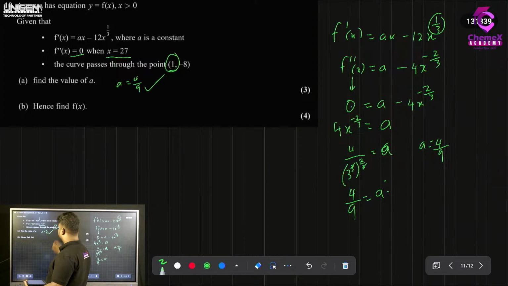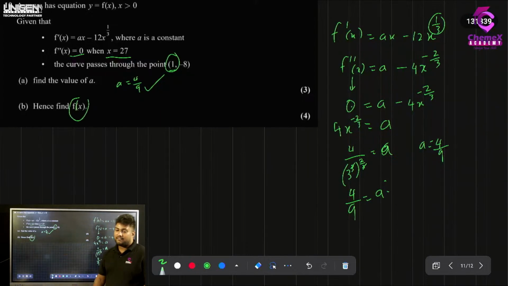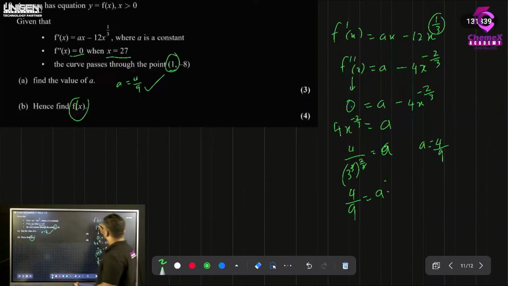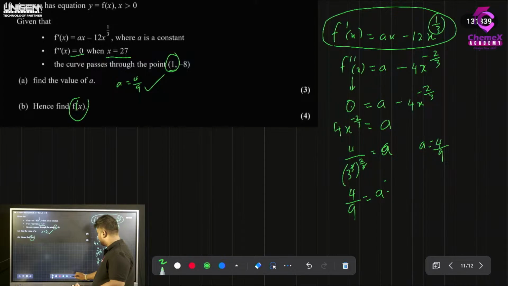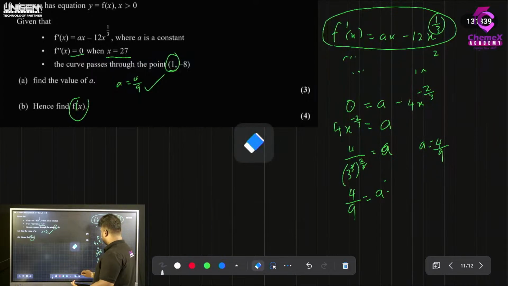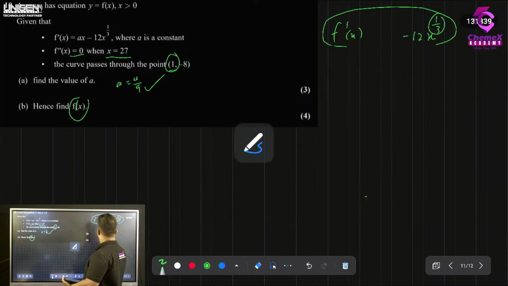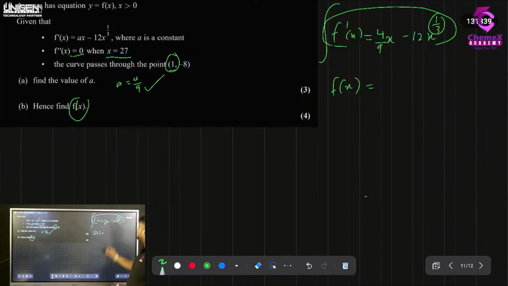That's done. Next question, as always you have y equals fx. To get that you first have to take f dash x and integrate it. Now a is known, so in place of a I put the value, 4 over 9 x. If we integrate this, what do we get? Fx. So 4 over 9 integrated is what?